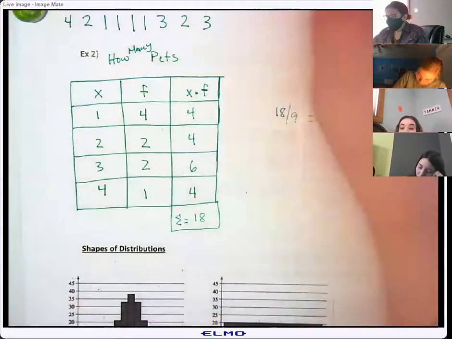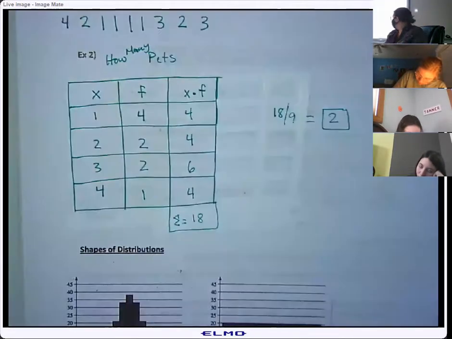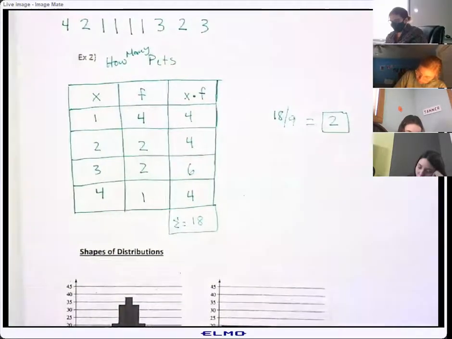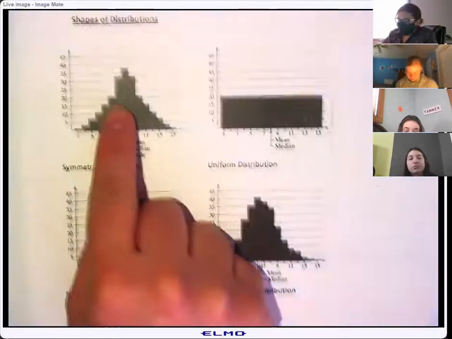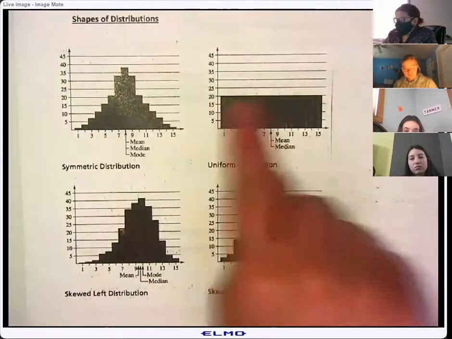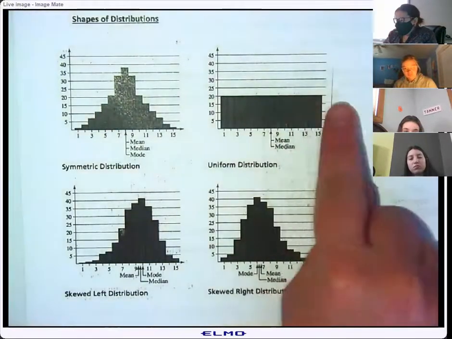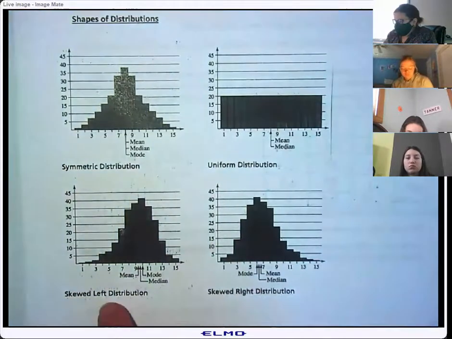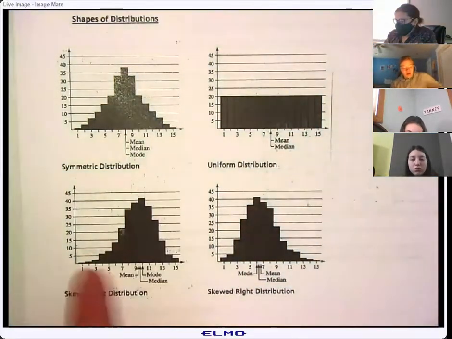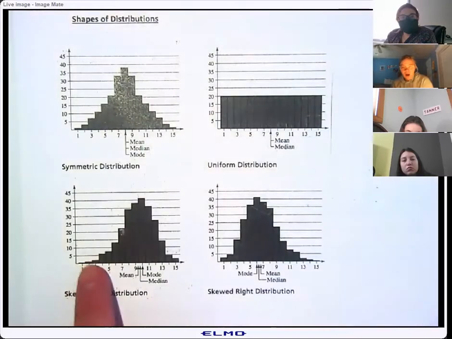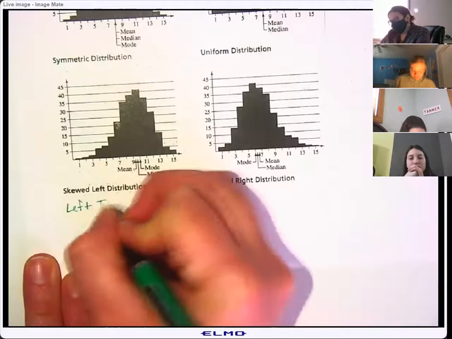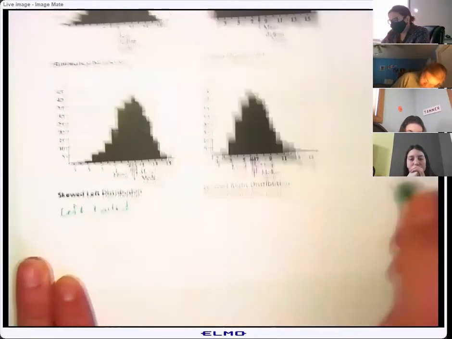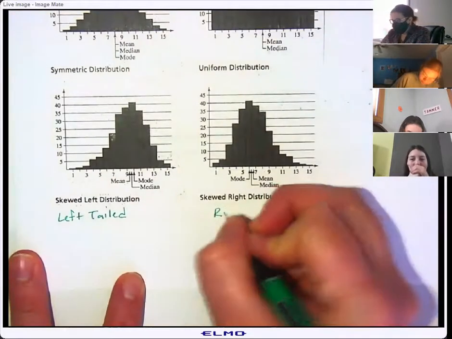Okay, I'm not gonna make you waste your time by drawing the shapes of the distributions below, so I just copy pasted. It looked like this. First one's symmetric. Second one is uniform, so that means that they're all about the same height. Third one is skewed left. You see how you got a tail going off to the left here? This is also called a left-tailed distribution. They kind of use those interchangeably. And skewed right is also called a right-tailed distribution.